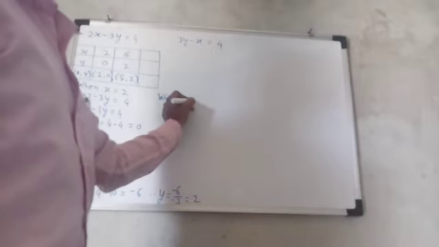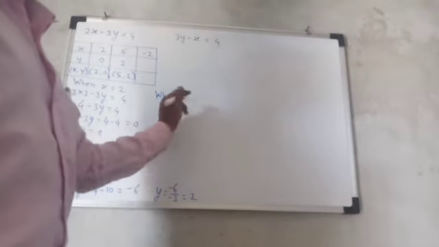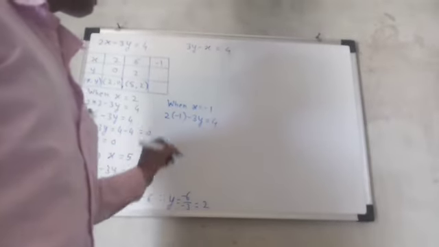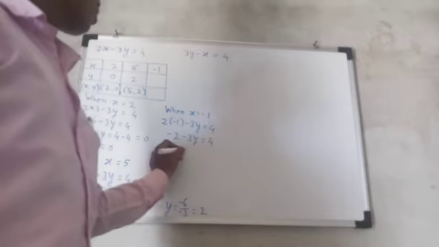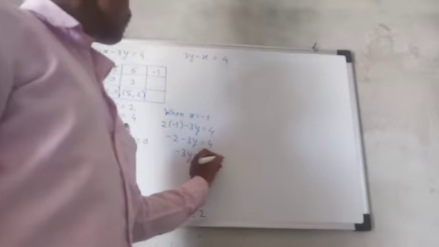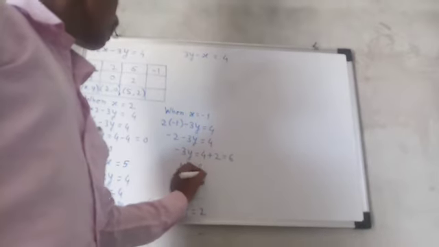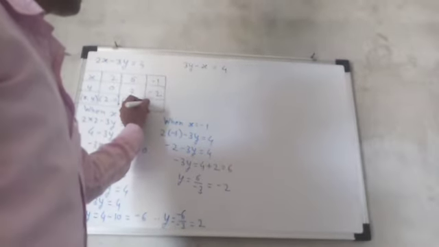When x is equal to minus 1, take minus 1. 2 into minus 1 minus 3y is equal to 4. 2 minus ones are minus 2 minus 3y is equal to 4. Minus 3y is equal to 4 plus 2, that is 6. Y is equal to 6 upon minus 3, that will be equal to minus 2. Minus 1, minus 2 is the third point.